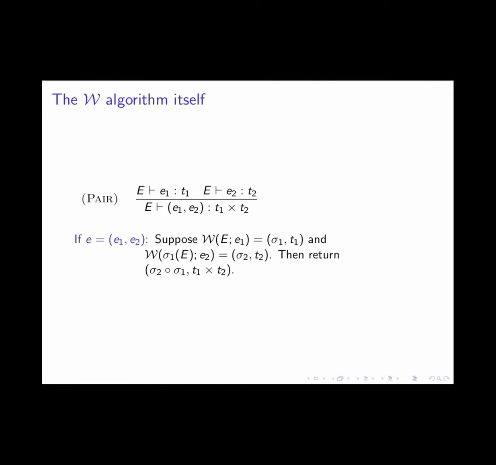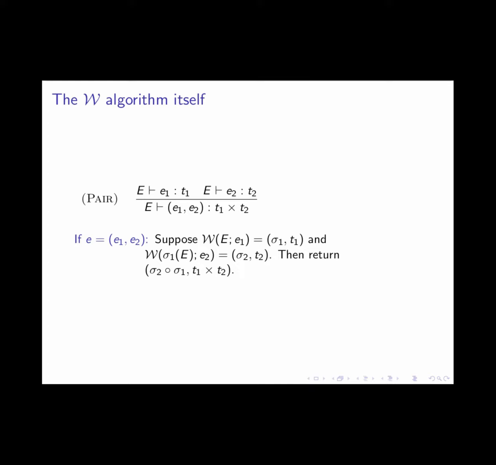Well, first we try to find the type of E1 using the W algorithm. We get a type T1 and a substitution sigma 1, and given that we now know sigma 1, we apply sigma 1 to E, and we then try to find the type of E2, and we get the type T2 out of that and a new substitution sigma 2. So the type of the expression is T1 times T2, and the substitution is the composition of sigma 2 and sigma 1.